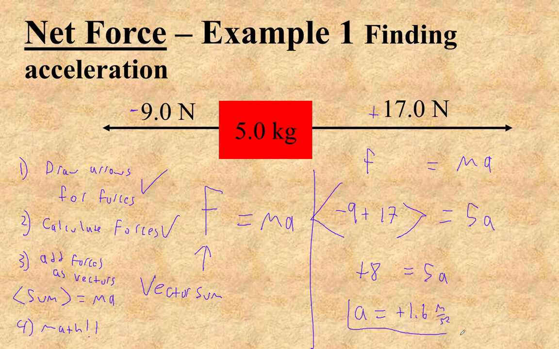Now, be careful what you say. That doesn't mean, by the way, that it's moving to the right. This thing could be moving to the left. If it's moving to the left, it's slowing down because it's accelerating to the right. If it's moving to the right, it's going faster and faster because it's accelerating to the right. So we don't really know which way this thing is moving without having more information here. But we do know that it's gaining velocity to the right.